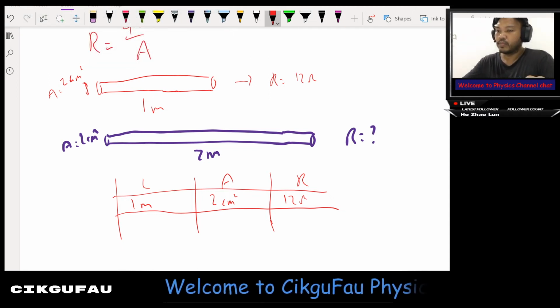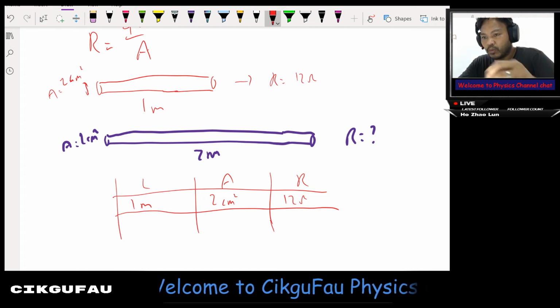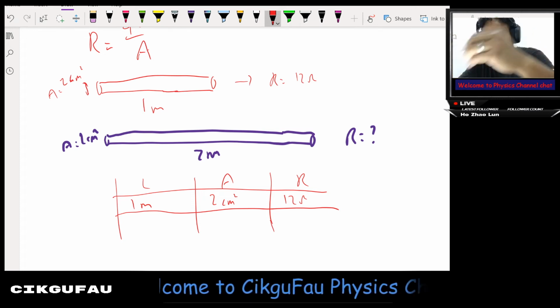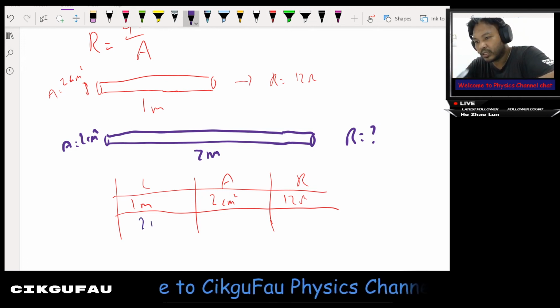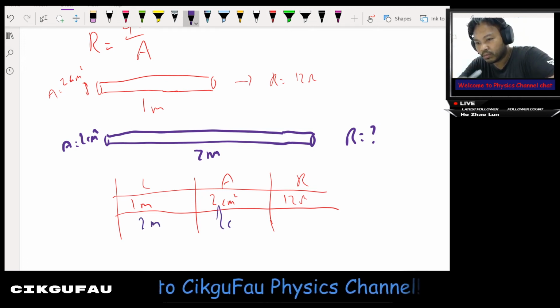Now we input the new conductor, which has a length of 2 meter, a cross-sectional area of 2 cm square.